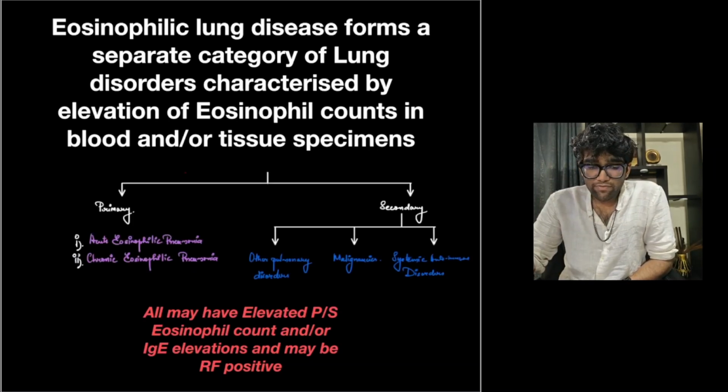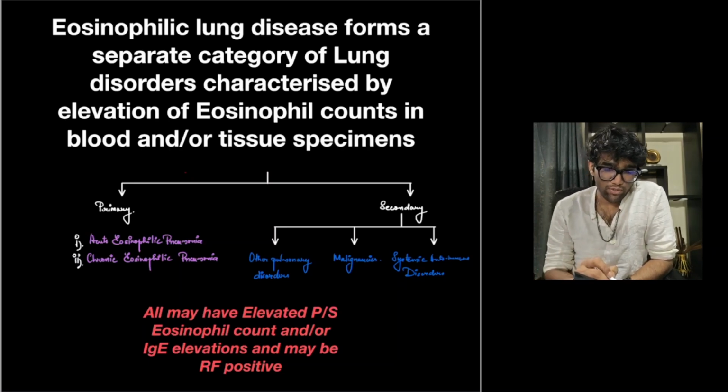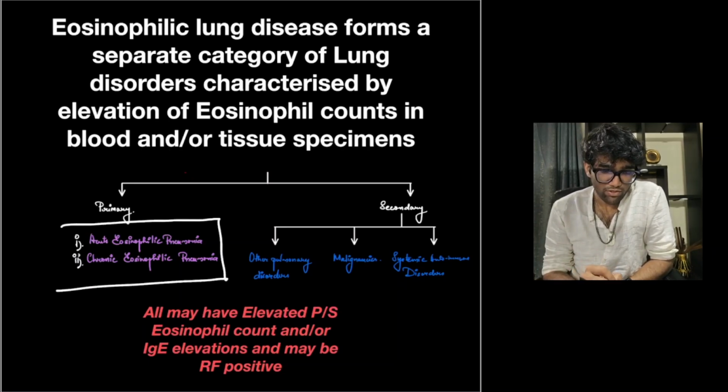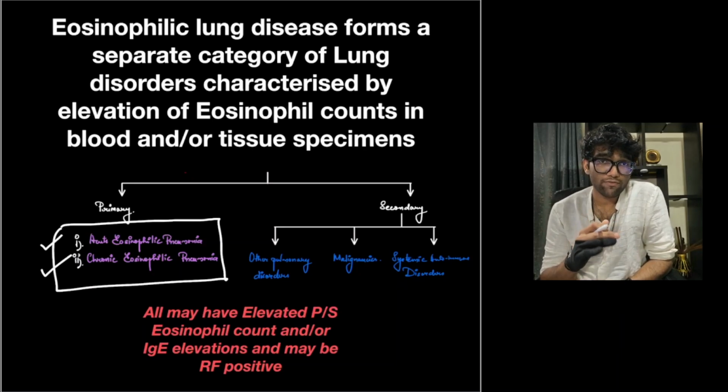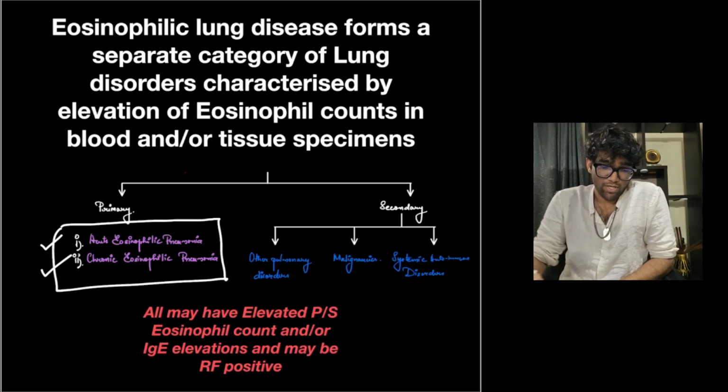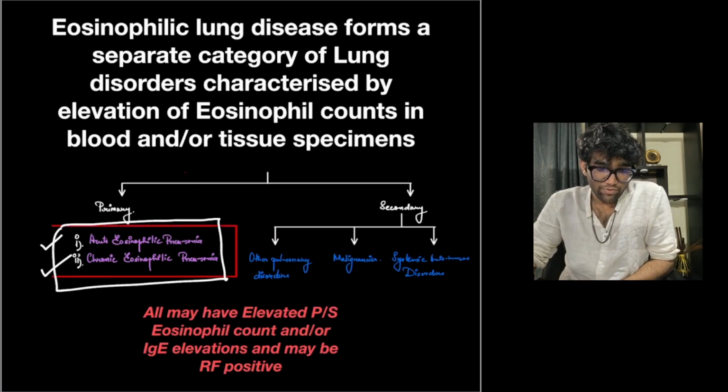However, otherwise we divide them into two categories: primary eosinophilic lung disorders and secondary eosinophilic lung disorders. So I'll be discussing the secondary eosinophilic lung disorders very briefly, because essentially any disorder can produce a secondary eosinophilic infiltration. However, we'll be going into the details of the primary eosinophilic lung disorders, that is acute eosinophilic pneumonia and chronic eosinophilic pneumonia, and I'll be comparing them to a myeloproliferative/myelodysplastic syndrome variant, that is hypereosinophilic syndrome. So that is what we're going to be talking about.